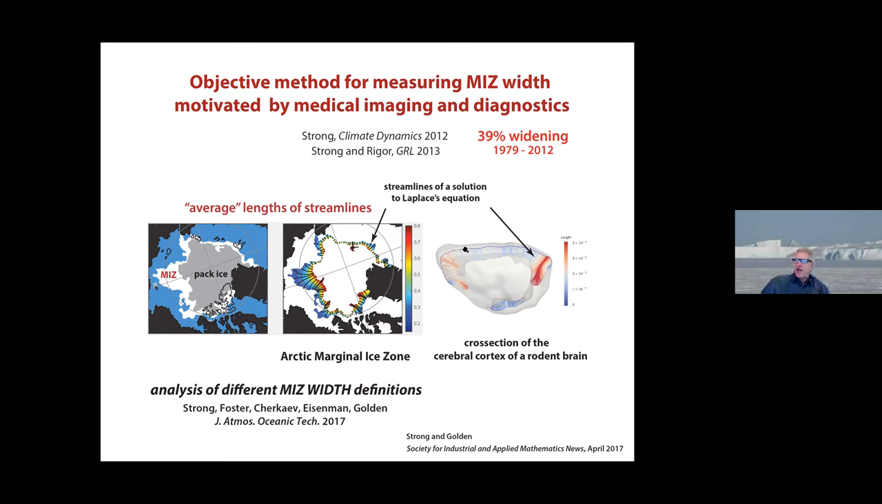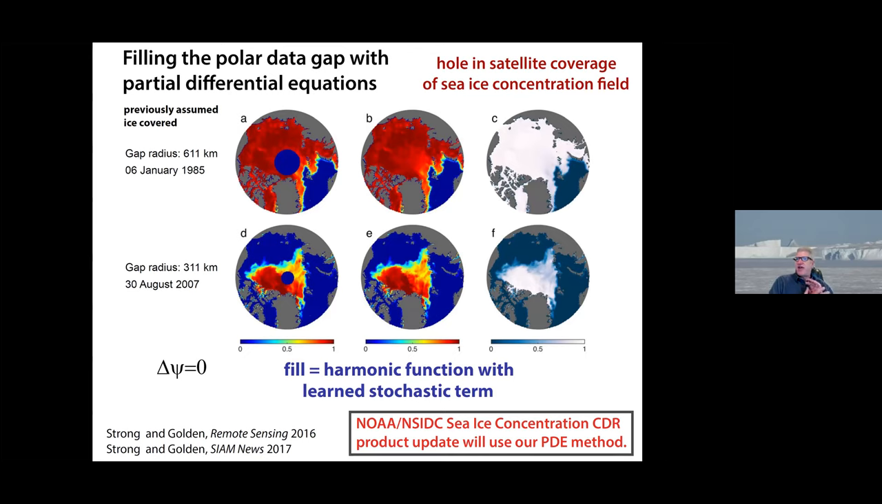And this is the same method that they use to measure the thickness of the cerebral cortex of a rat brain, which I find interesting. Okay, so the last little thing here is this hole that I mentioned at the very beginning. It used to be really big. So we came up with this method to take a harmonic function, which again makes sense physically, but then a learned stochastic term where you sample the stochastic variations around it. And the NSIDC, the National Snow and Ice Data Center, as well as the Norwegian Meteorological Institute, are all interested in using our PDE method for filling the data gap in order to update the climate record.